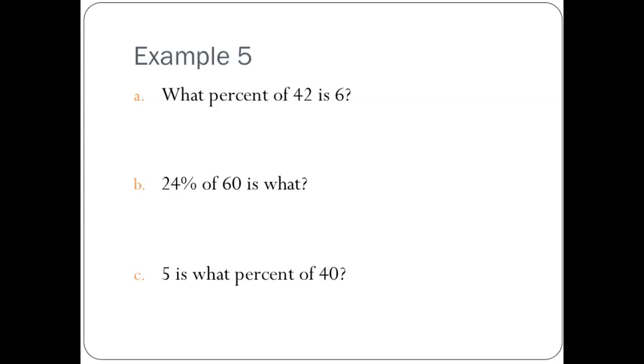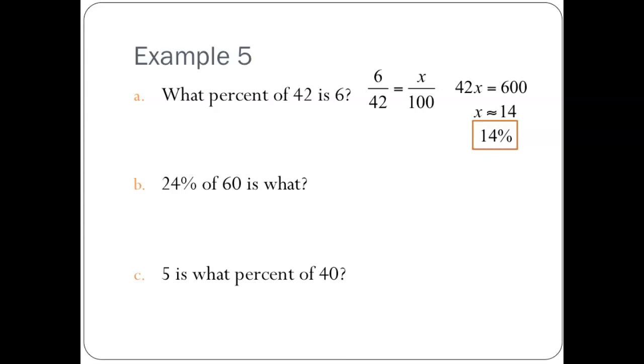Okay, so for this first one, what percent of 42 is 6? So of 42, so 42 should be in the denominator, is 6, so 6 should be in the numerator. And then what percent? So that's x over 100 because we don't know what percentage it is. So 6 over 42 equals x over 100. And then now to solve this, we're going to cross multiply. So we have 42x equals 600. So that gives us x is about 14. So this is 14%.